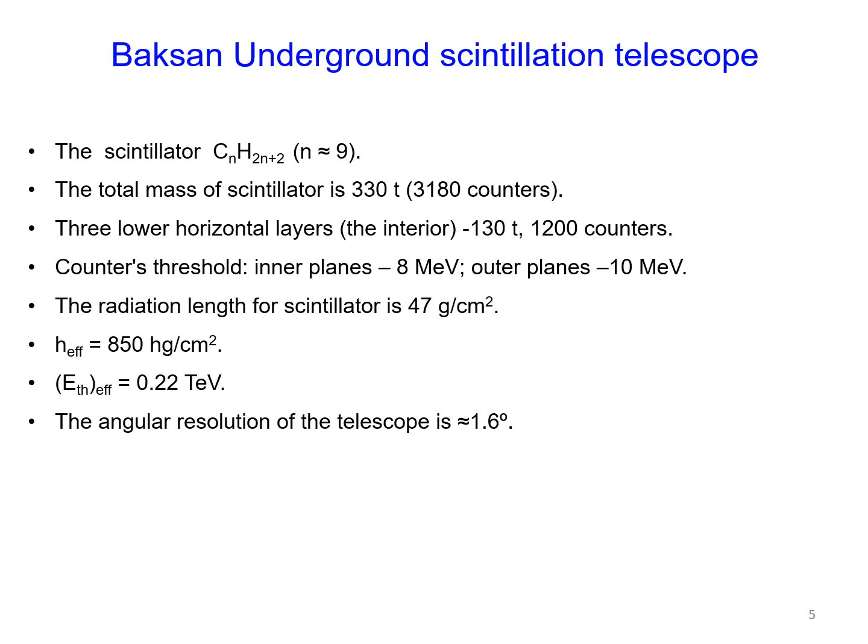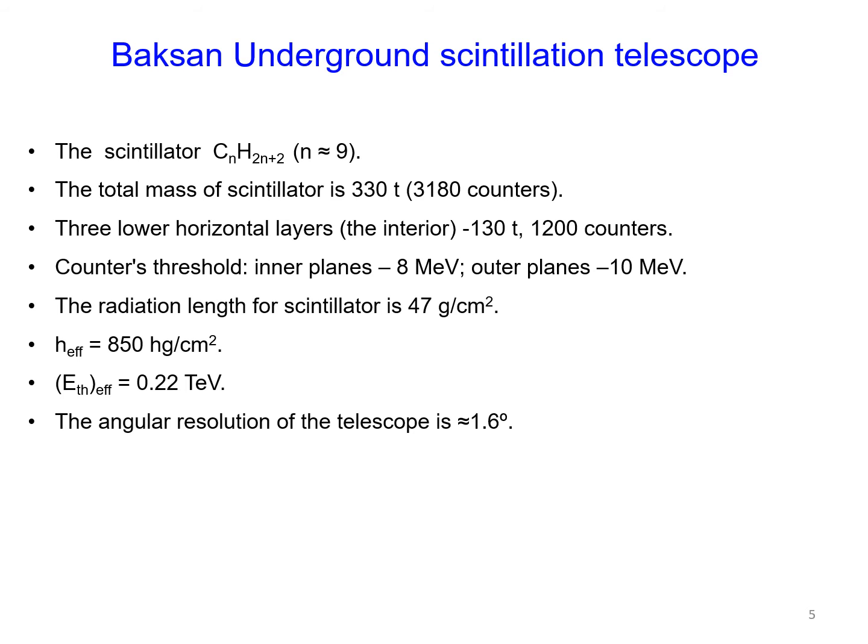The basic characteristics of the telescope are shown here. The scintillator is based on the white spirit. The total mass of scintillator is 330 tons. 3 lower horizontal layers are the interior layers, and their mass is 130 tons, and they consist of 1,200 counters. Counters threshold for inner planes is 8 MeV. For outer planes, it is 10 MeV.